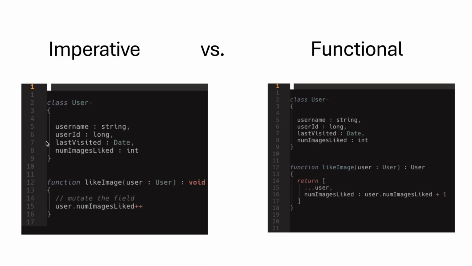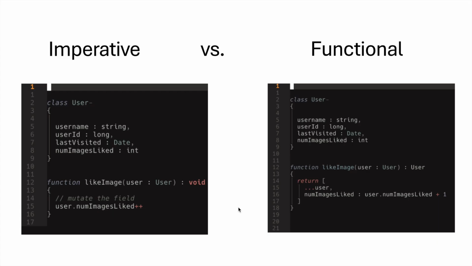In both examples, I'm using a syntax similar to JavaScript for your reference. On the left, we define a class representing a user for some social media app. It has many fields, but in particular, a field that represents the number of images the user has liked. Suppose we want to indicate that the user likes an image. In the imperative approach, we simply increment the user's numImagesLiked field, among other business logic that's not relevant.